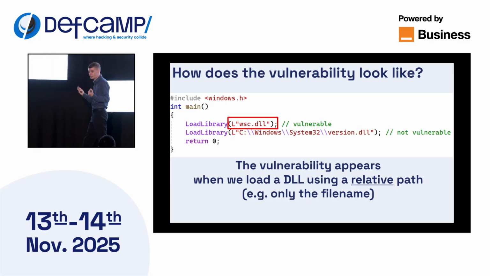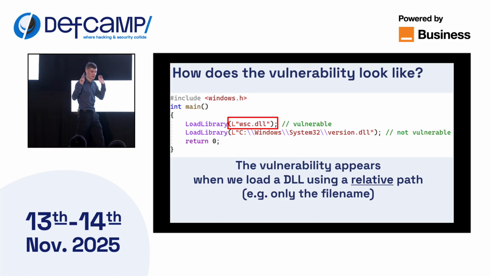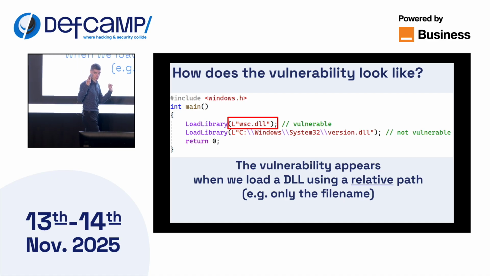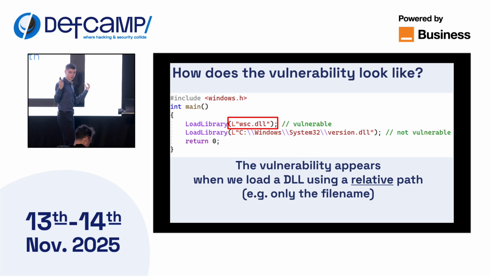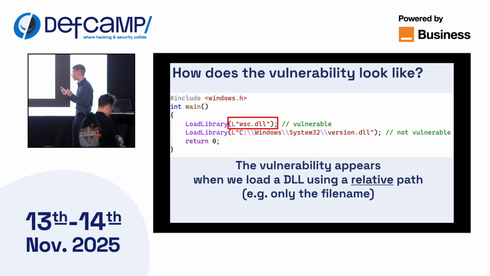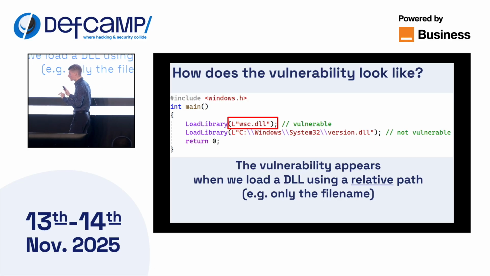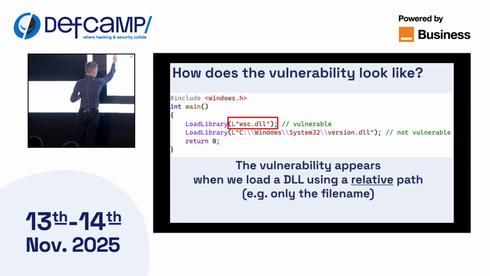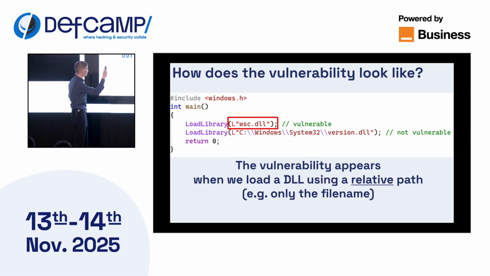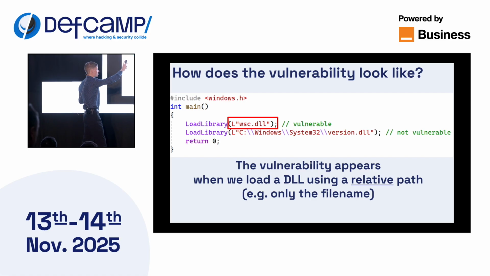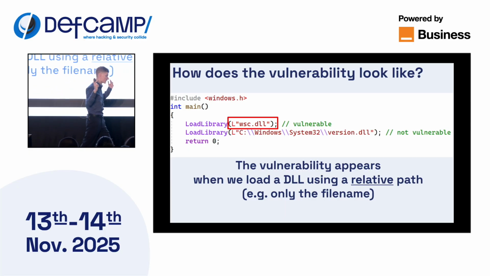Remember I said that the DLL side-loading technique occurs only when executables are vulnerable. So let's talk about what makes a specific executable vulnerable to DLL side-loading. It happens when the executable loads a DLL using a relative path. For example, here, the first call to LoadLibrary specifies only the file name. It is a relative path. But the second one contains a full path, see Windows System32. When we try to load the DLL using the full path, nothing happens.